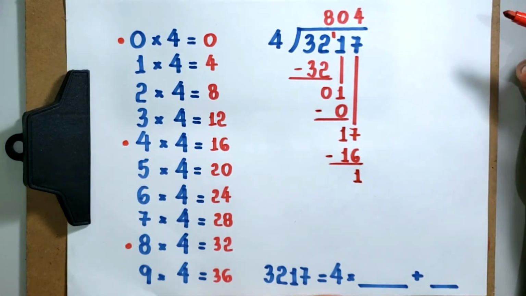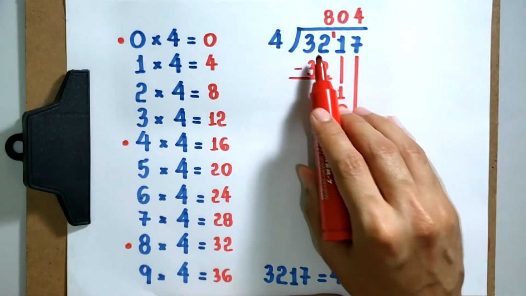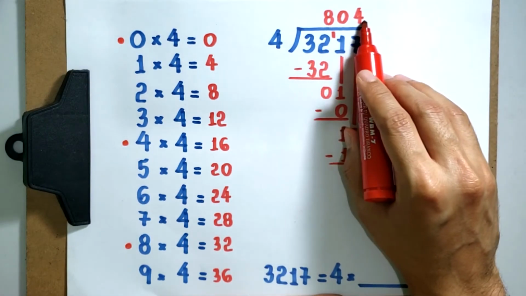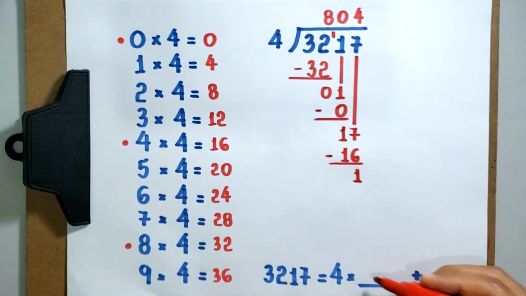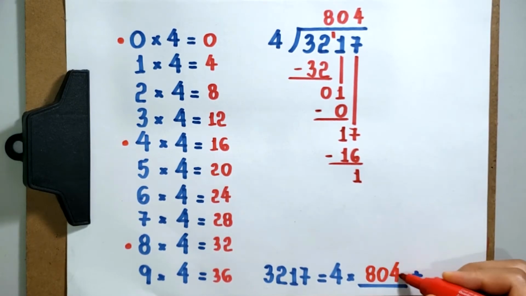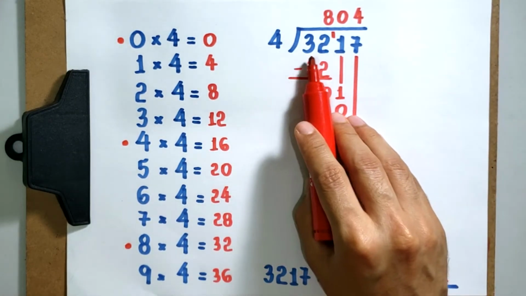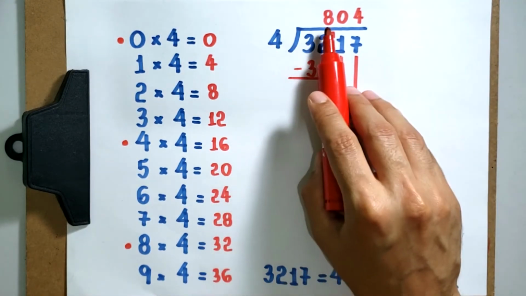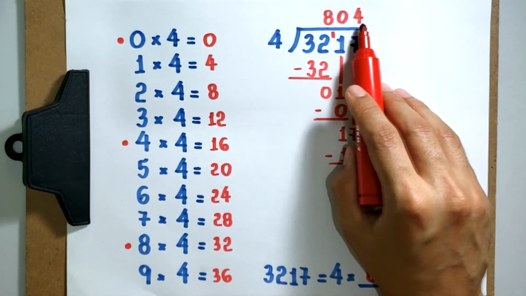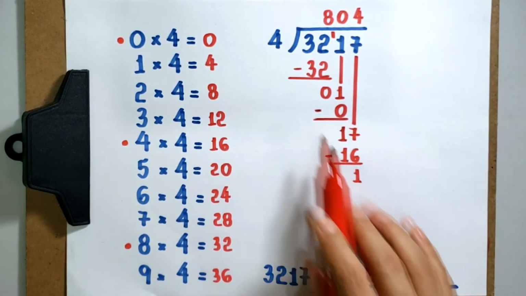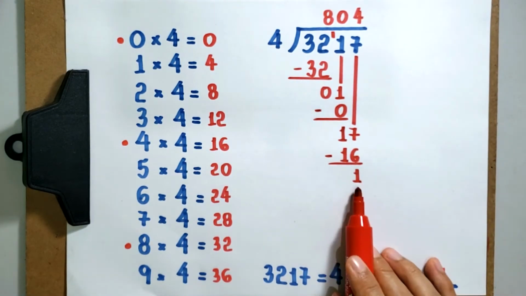What does that mean? It means that the whole quotient when dividing 3,217 by 4 is 804 and the remainder is 1. We can write that down here. The whole quotient is 804 and the remainder is 1. For instance, if you want to divide 3,217 books equally among 4 schools, each school receives 804 books and there is 1 book left over. You cannot divide 1 book among 4 schools, right? So this is our remainder.